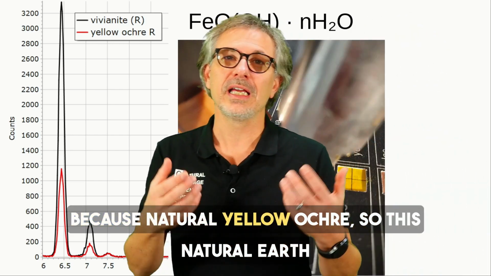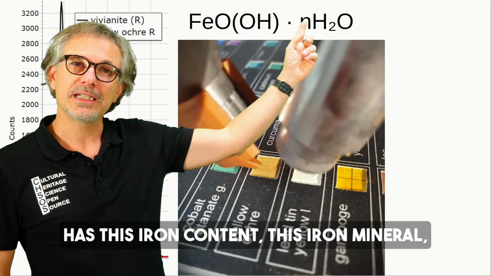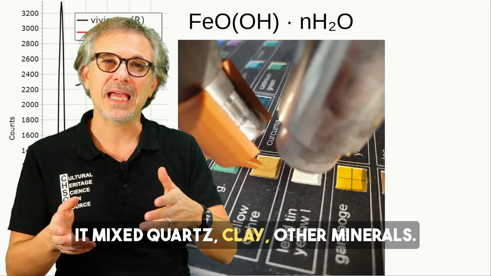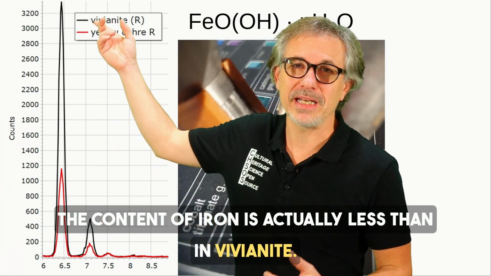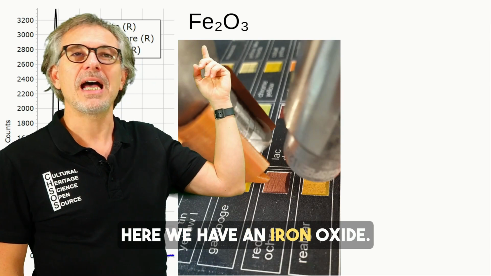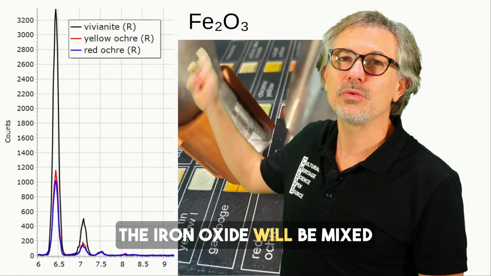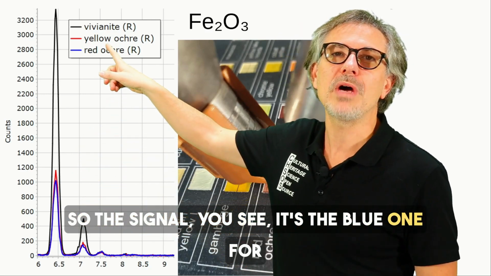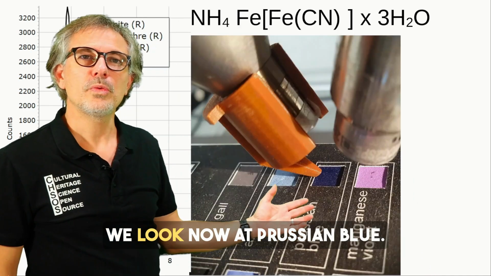Because natural yellow ochre, this natural earth, has this iron content, this iron mineral, but we will also find mixed in it quartz, clay, other minerals. The content of iron is actually less than in vivianite. We can say the same for red earth, red ochre. Here we have an iron oxide. For red ochre also, the iron oxide will be mixed with quartz, clay, other minerals. So the signal, the blue one for red ochre, is similar to that of yellow ochre.